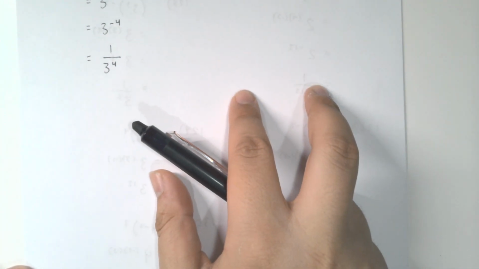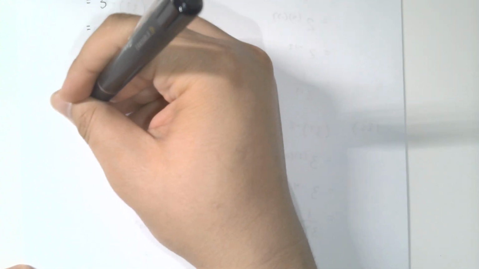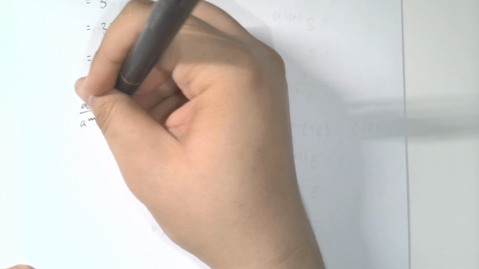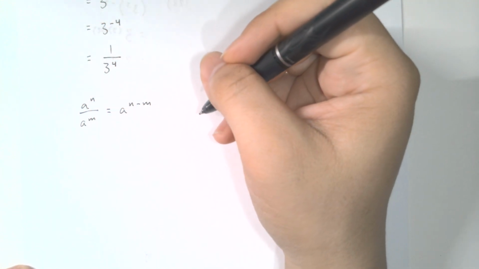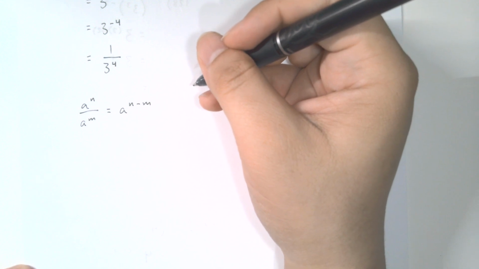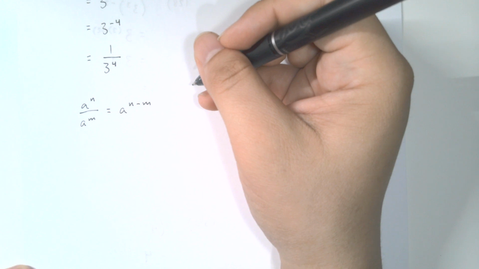So the last dozen problems of this section, we use this property that a to the n over a to the m is equal to a to the n minus m. Again, I won't go through deriving this because of time, and I know I've derived this in class a few times now.